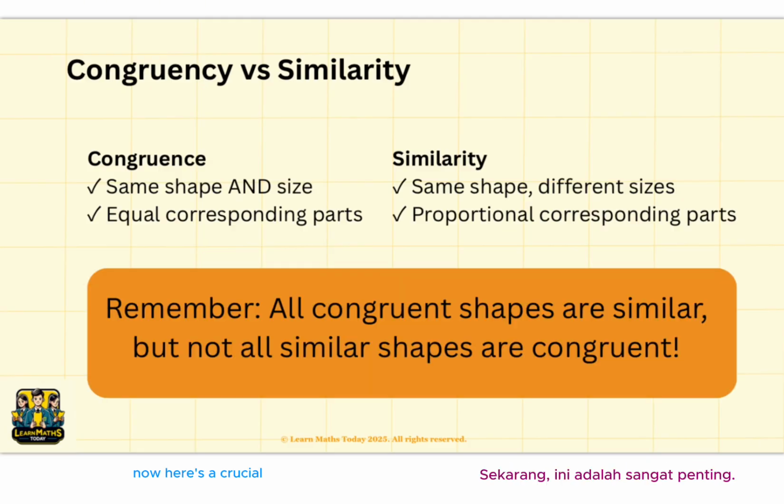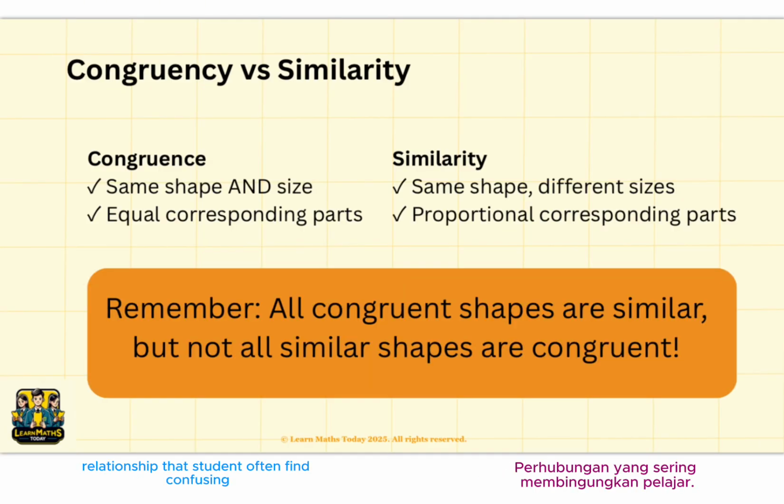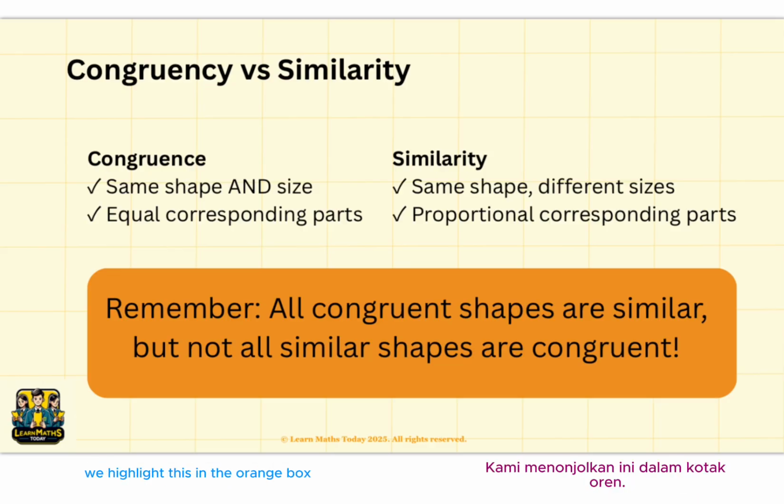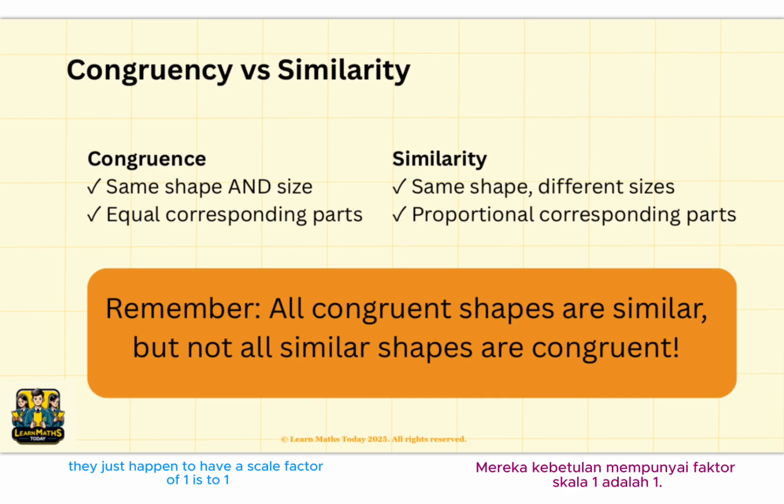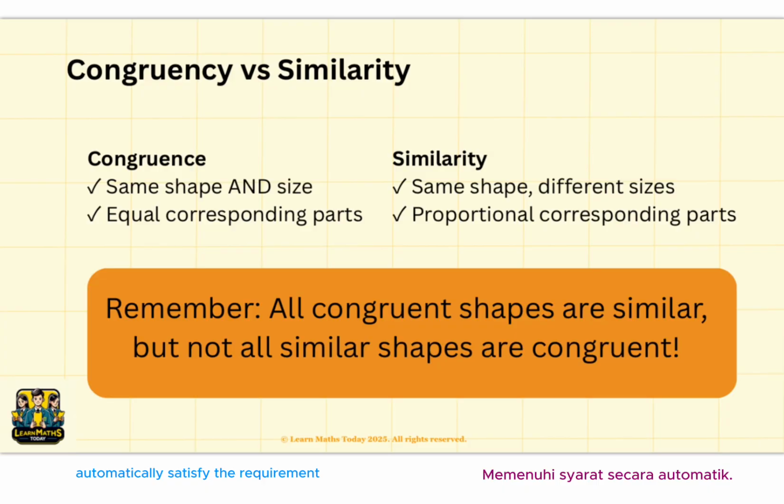Now here's a crucial relationship that students often find confusing. We highlight this in the orange box. All congruent shapes are similar, but not all similar shapes are congruent. If two triangles are congruent, they have identical sides and angles, but identical sides are also proportional. They just happen to have a scale factor of 1:1. So, congruent triangles automatically satisfy the requirement for similarity tests.